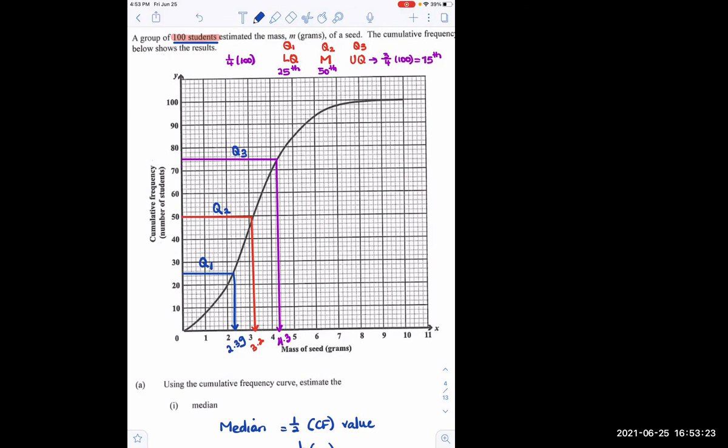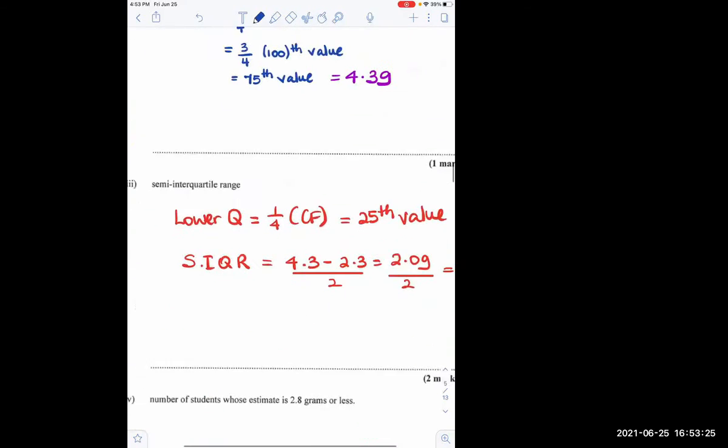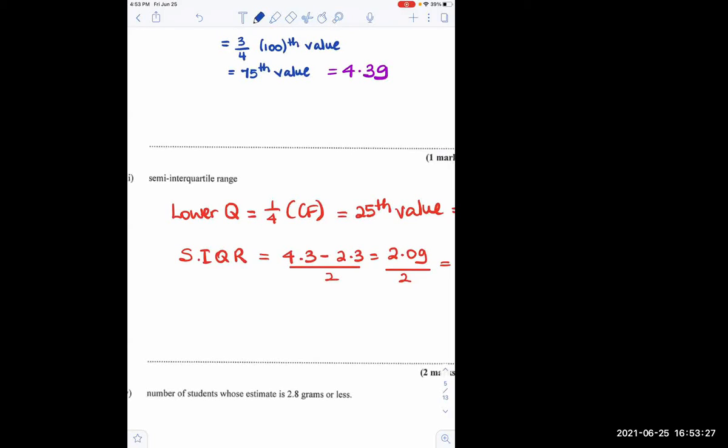Right. So for the semi-interquartile, the formula is upper quartile minus lower quartile, divided by 2. So it's 4.3 minus 2.3 divided by 2, which gives me 2 divided by 2, which is 1. Do you all understand now?